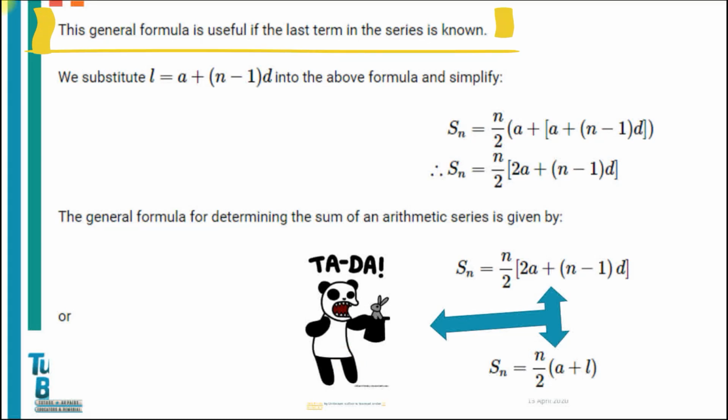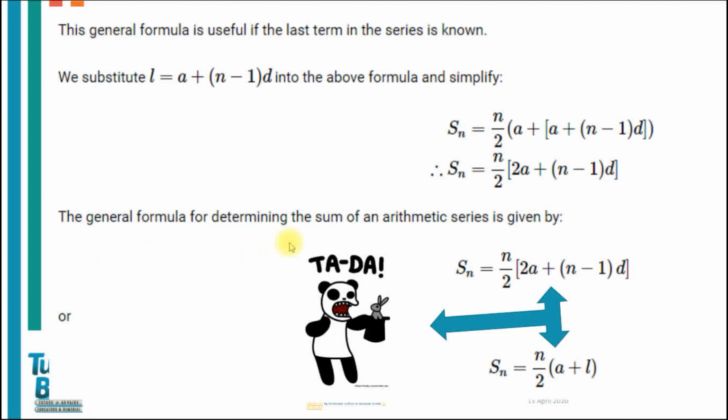And then this general formula is useful if the last term in the sequence is known. Okay, so it's very useful if the last term is known, right? So we substitute L is equal to A plus n minus 1 bracket D into the above formula and simplify. In case you don't know the last term, you have the nth term, so all you have to do is substitute the L with A plus n minus 1 bracket D into the above formula, and then simplify it. Then you should get Sn is equal to n over 2 times 2A plus n minus 1 bracket D.